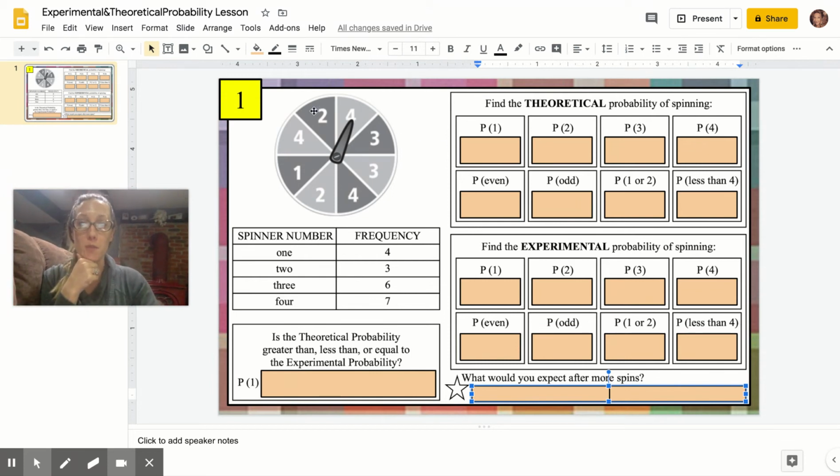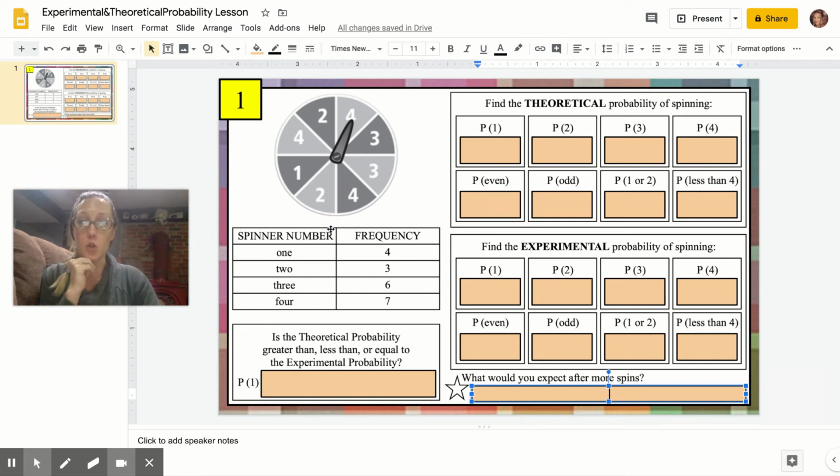Okay, so we got this spinner here, right? So I can see that I've got 1, 2, 3 4s. I've got 1, 2 2s. I've got 2 3s, and I've got 1 1, right? That's going to influence my theoretical probability, right?